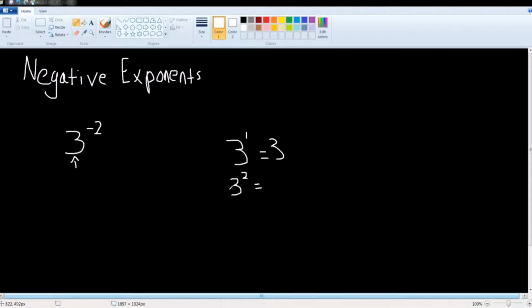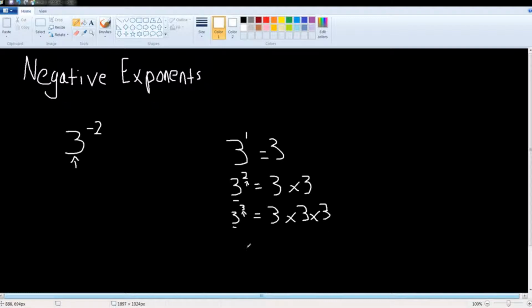Now, if we think about 3 squared, what does that mean? The exponent 2 tells us how many times the base is multiplied by itself. So if there's a 2, we need 3 to be multiplied by itself twice. Hence, we get 3 times 3. Let's do another example. If you get 3 to the third, the exponent is 3 and the base is 3, so we have 3 multiplied by itself 3 times. So we'll have 3 times 3 times 3.